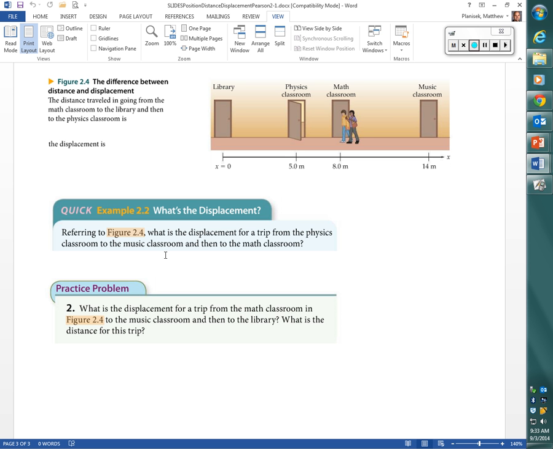So let's take a couple minutes, talk to the person next to you. If you have your book open, the answers are right there. But talk to the person next to you if you need to, and let's use this picture of these people walking into school and the coordinate system that was given to you to fill in the blanks underneath figure 2.4. Answer quick example 2.2 and practice problem 2. Take a couple minutes, go.